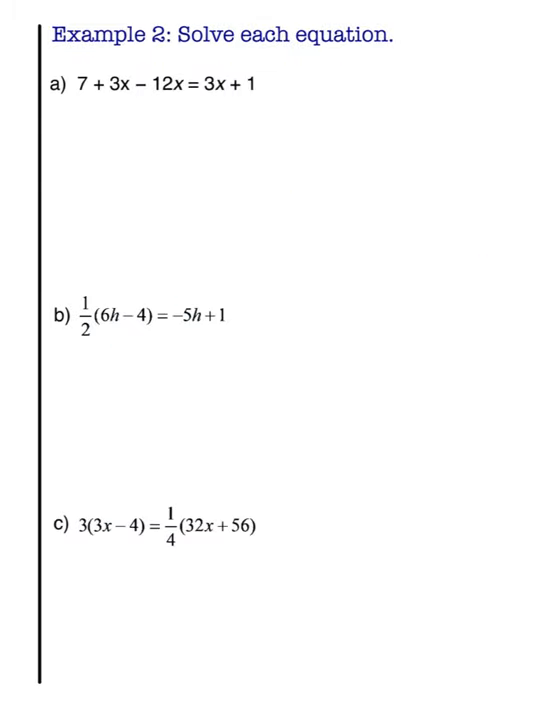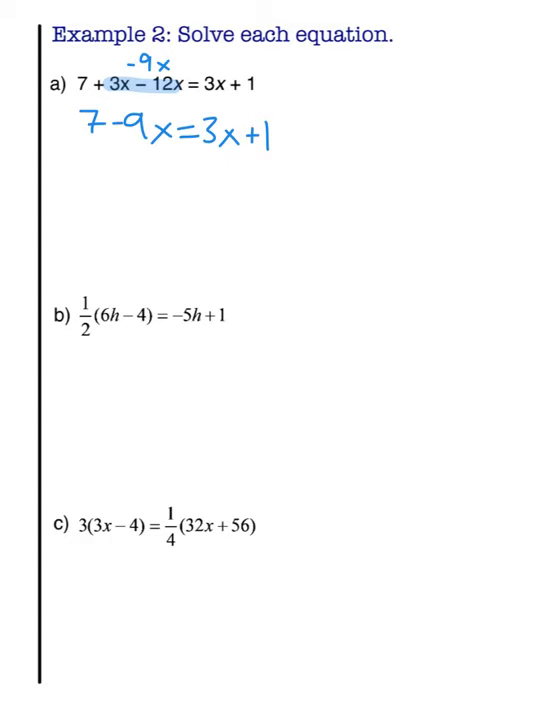All right, example 2, I'm still solving each equation. But now we have stuff to simplify on a side. So I can combine those like terms, 3x minus 12x. 3x minus 12x is negative 9x. So I'm going to rewrite this equation. I have 7 minus 9x equals 3x plus 1.